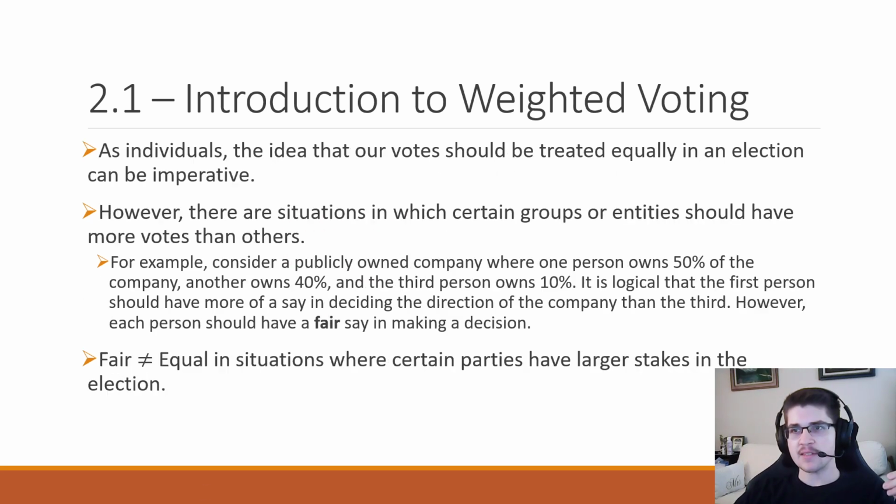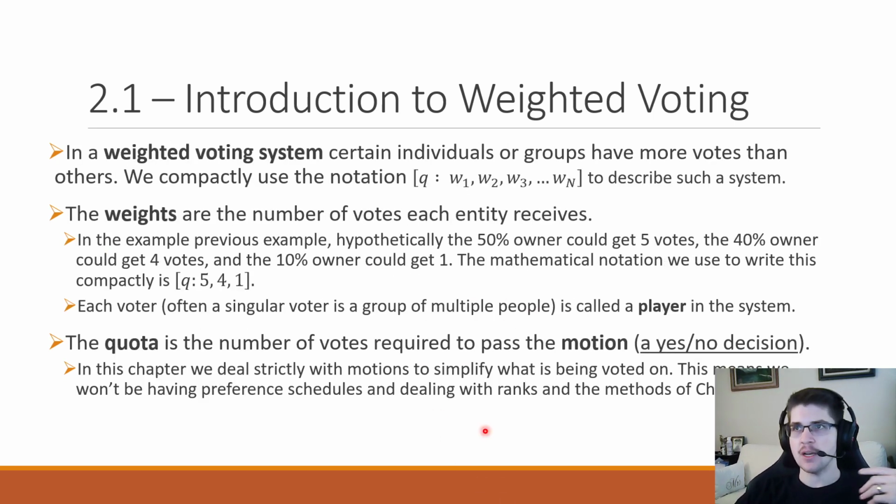In that previous example, let's say that we gave out one vote for each 10% ownership. Player 1, the first owner, is going to get 5 votes. Player 2 would get 4 votes, and Player 3 would get 1 vote, corresponding to the percentage.